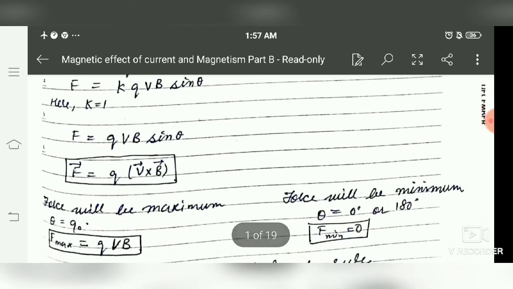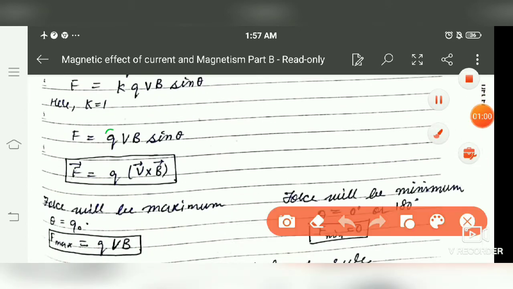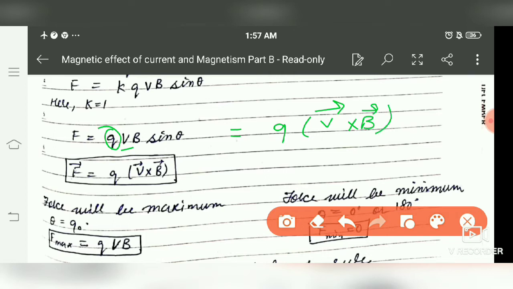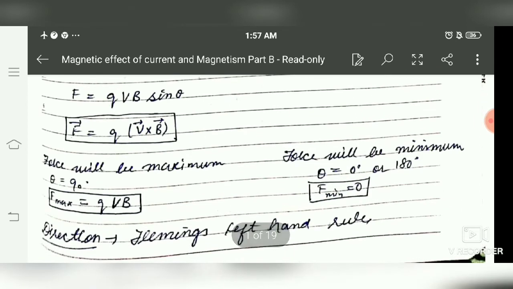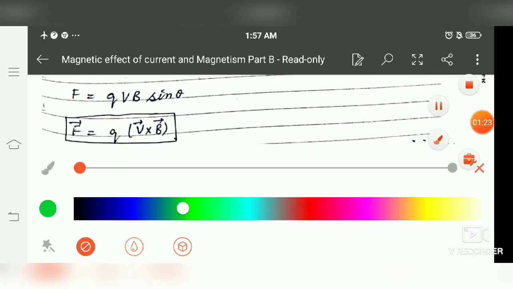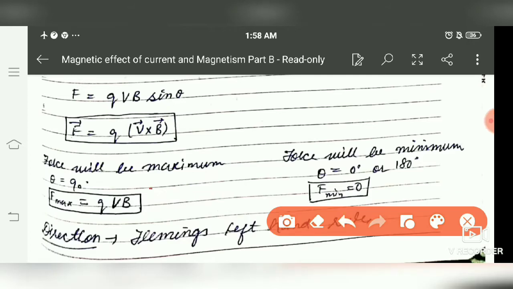So here we get F equals QVB sine theta, where Q is just the magnitude, and V and B are vector quantities, so we can write V cross B. This cross product gives the sine theta. So this force is also called Lorentz force.